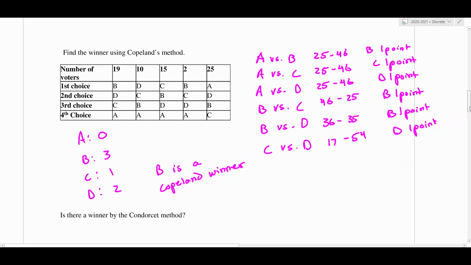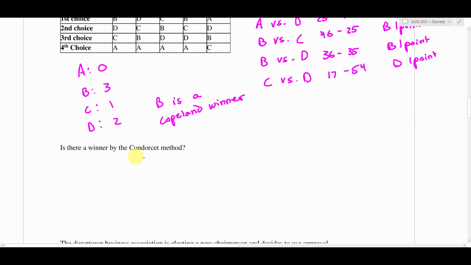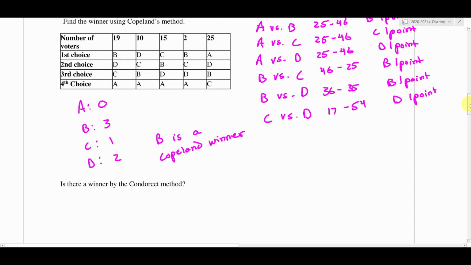Okay. All right. Now, the next question is, is there a winner by Condorcet method? And there is a winner by Condorcet method, and I don't have to do any work to figure that out because I have every single one-on-one matchup here for the Condorcet method. So remember, to be a Condorcet winner, you have to beat everyone else one-on-one, okay?